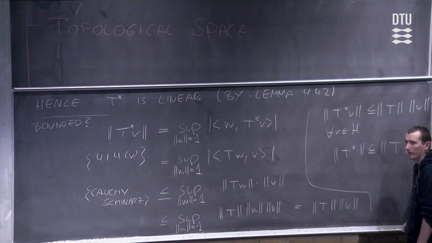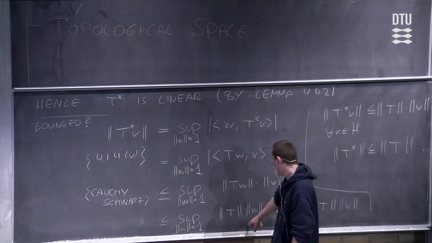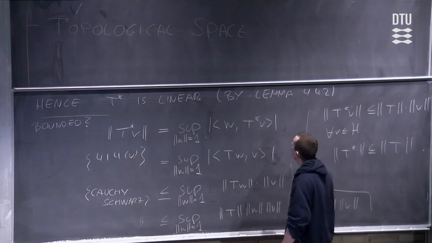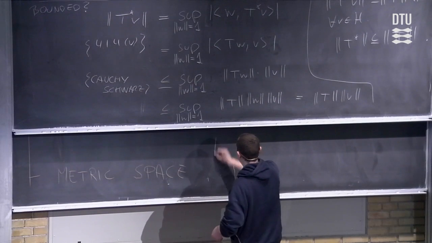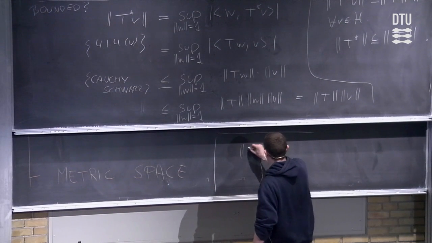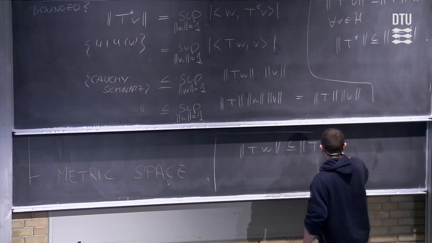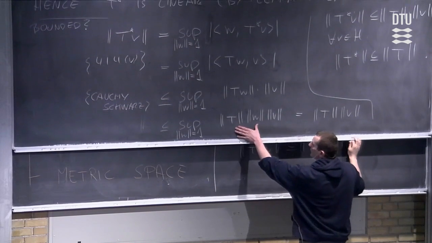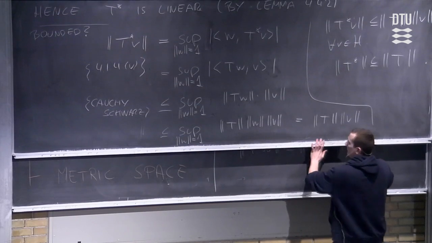Yeah? From here to here, I use the boundedness of my operator T. If T is bounded, then I can, because T is bounded, I know that norm of TW is less than or equal than norm of T times norm of W. Okay, and because this is greater or equal than this, the inequality holds here. Okay.